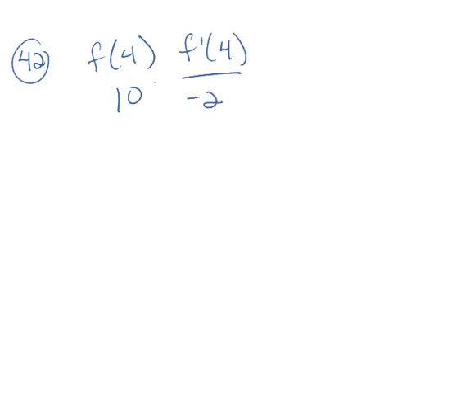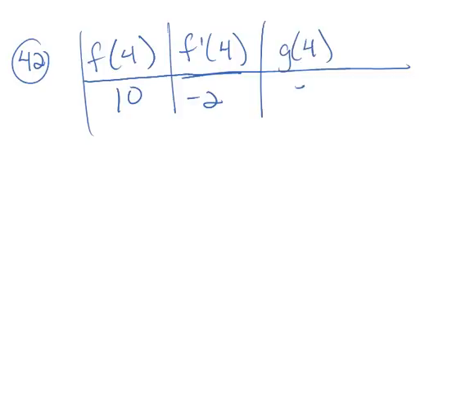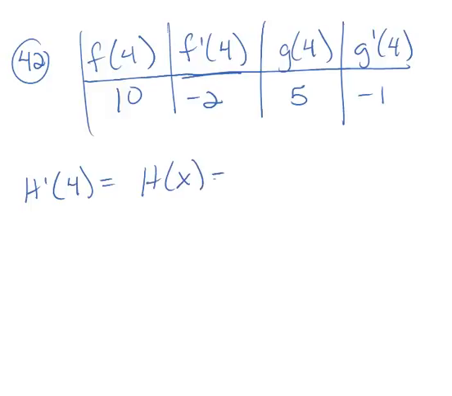Okay, on 42, you're told that f at 4 is 10, f prime at 4 is -2. Let me make a little table like this. And they did g at 4 is 5, and g prime at 4 is -1. Okay? So 42, they want h prime at 4, where h of x is equal to x over g of x times f of x.